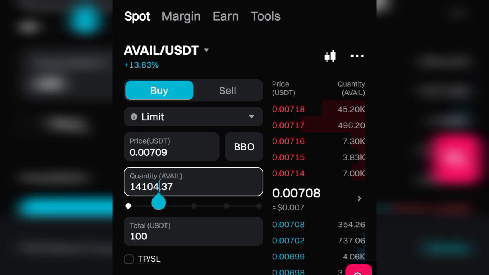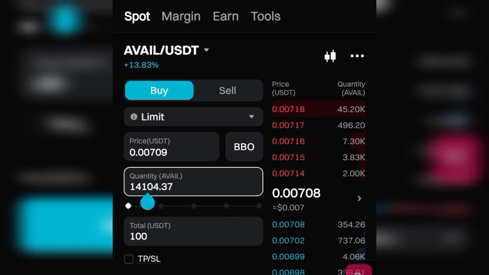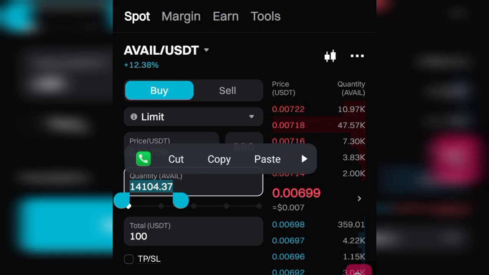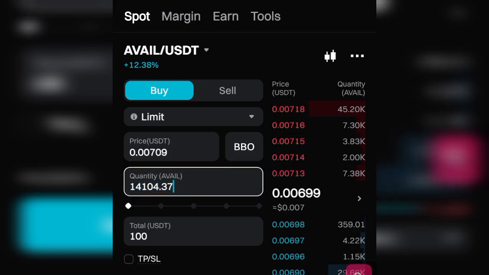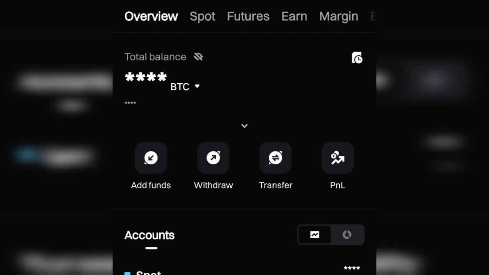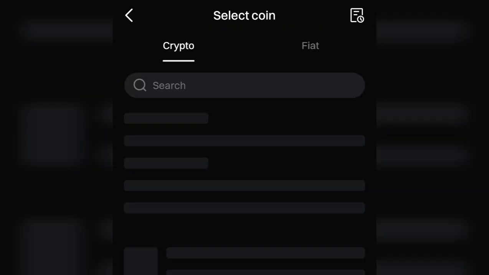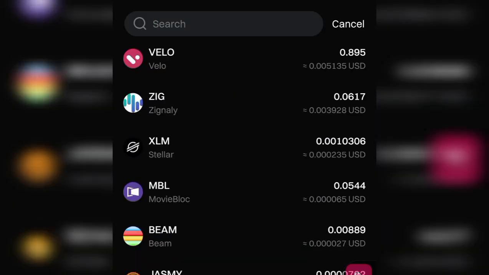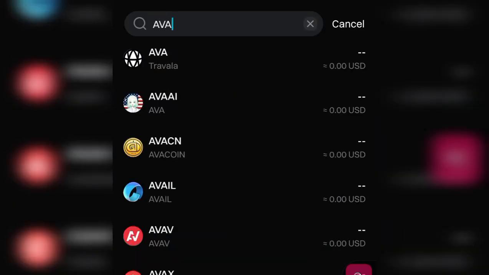Now remember that we need to know whether we can get this withdrawn. Very, very important. So we want to check what the network is for withdrawal of Avail. Let's quickly go and check that. I will click on withdraw, and then I will check to see whether I can get Avail, and let's see what it has to offer us.